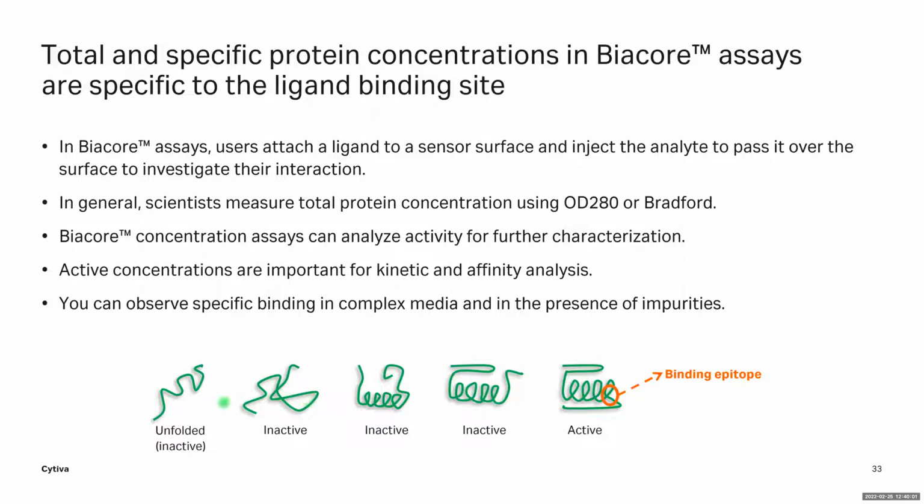In general, your classic protein assays, OD280, Bradford assays, Lowry assays, measure total protein concentration. It will tell you that all of this population is present. Biacore concentration assays will focus on the active concentration. And the difference between active material and total material can have a significant impact on the assays that you may want to use.